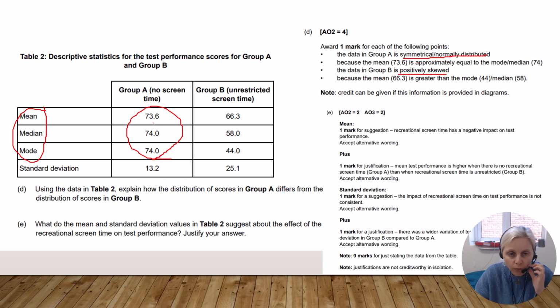Do not confuse distribution with dispersion. Dispersion is this indication, the standard deviation, how spread out my data is. So it would be how wide or narrow my distribution might be. Whereas mean, median, and mode tell us whether it's normal or whether it's skewed.